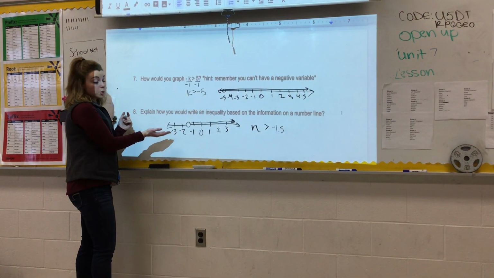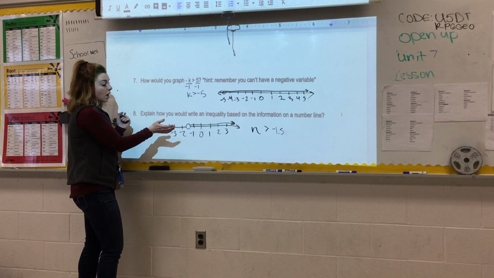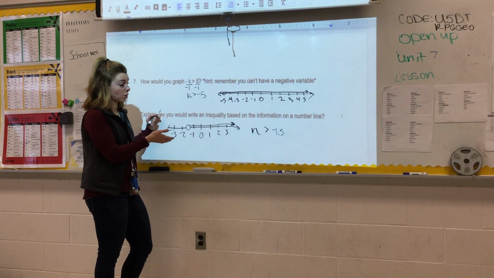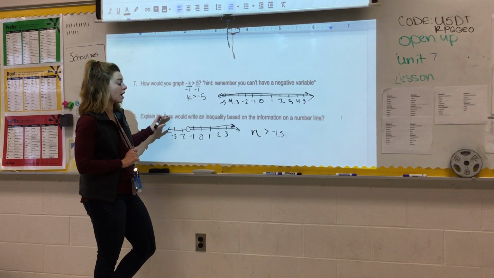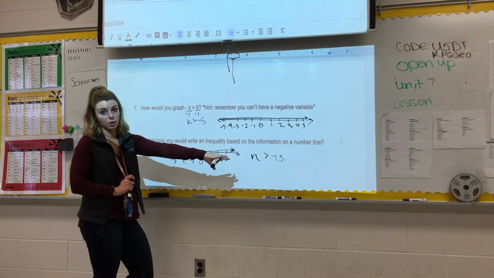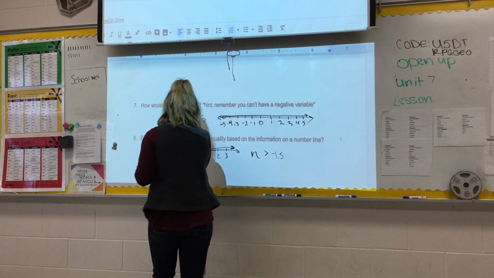So again, on your test, you will have answer choices that have a bunch of inequalities, and it will say basically which one matches this expression, or it'll give you a number line and you'll have to write the inequality that goes with it. Make sense? Cool.